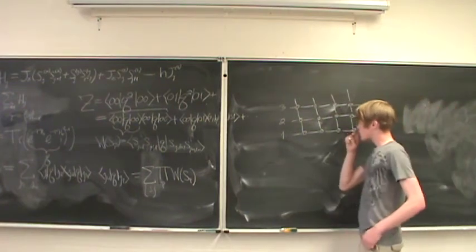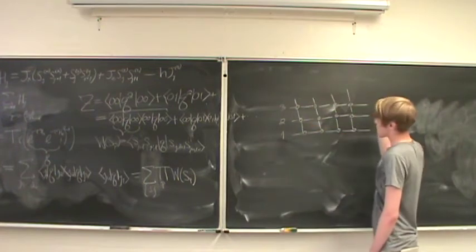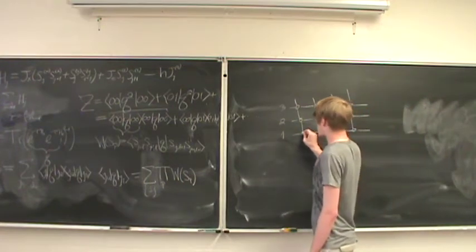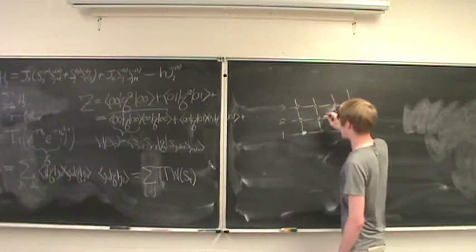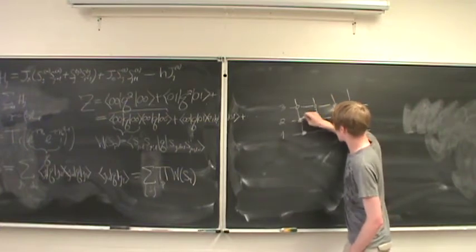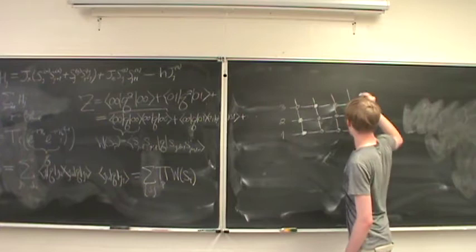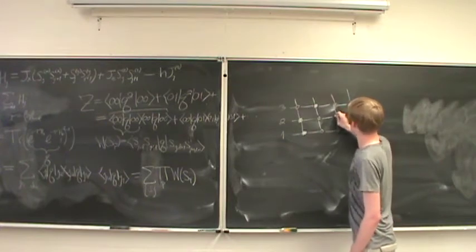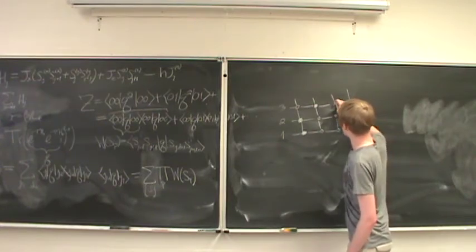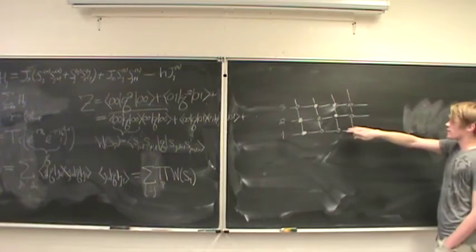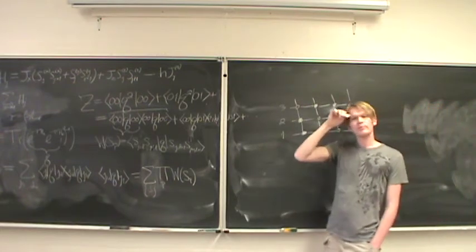Right. And so what we can do at each of these steps is think, okay, maybe we could have something that's spin up here, something spin up here, here, and just different possible places that you can have spin up, right? Right.